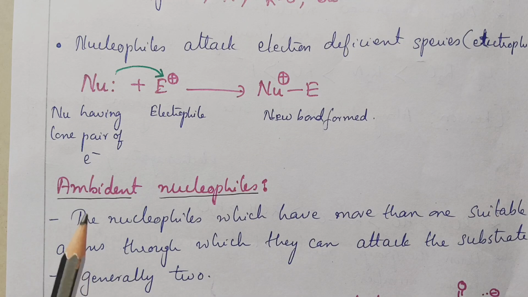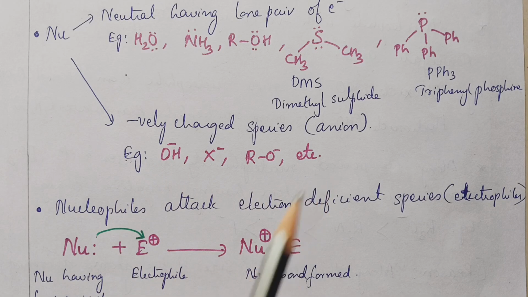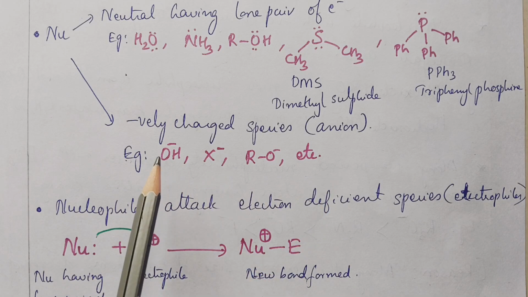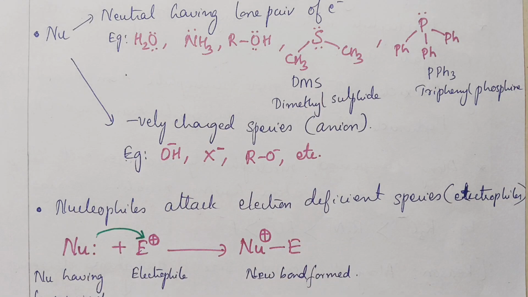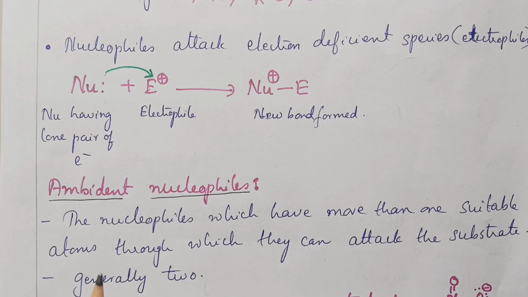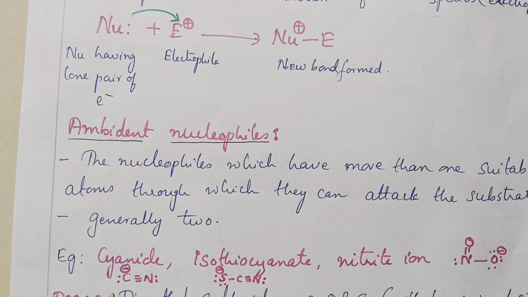Now we have a term called ambident nucleophile. See, in all these examples, we saw one attacking atom, oxygen, halogen, nitrogen, sulfur, right? In all these examples, there was only one attacking atom. If the nucleophile has more than one suitable atom through which it can attack the substrate, you call it as ambident nucleophile. Generally, ambident nucleophiles have two attacking sites. For example, cyanide, CN minus, here carbon and nitrogen, both of them have lone pair of electrons. That's why there are two attacking sites. It can attack the electrophile either with carbon or with nitrogen.